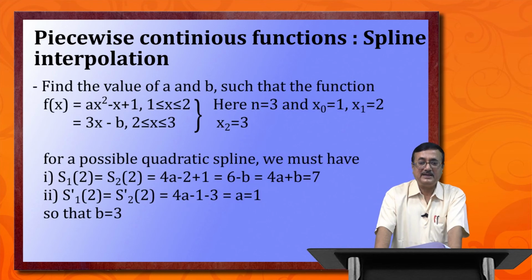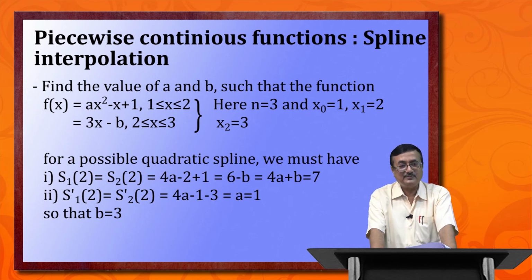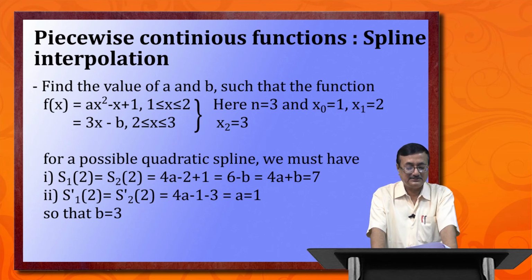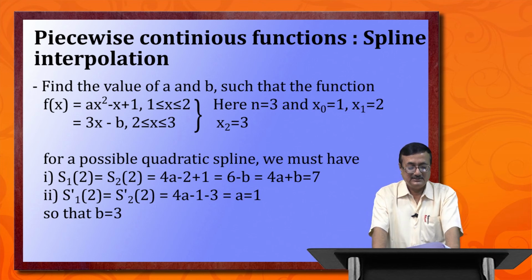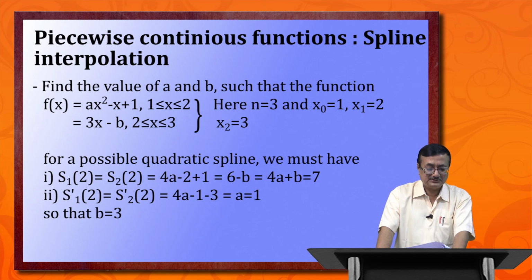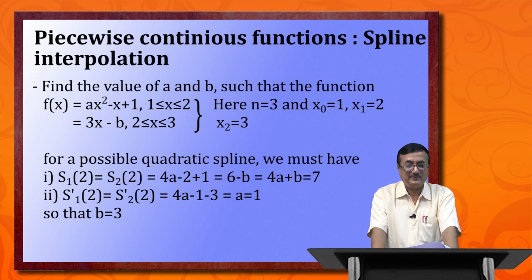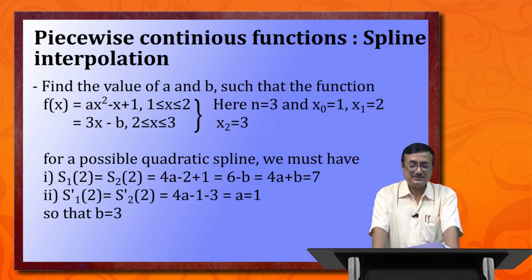Find the value of a and b such that the function f(x) defined as ax square minus x plus 1 in the region 1 to 2 and is equal to 3x minus b in the region 2 to 3. Here n is equal to 3 and the nodal points are x0 is equal to 1, x1 is equal to 2 and x2 is equal to 3. For a possible quadratic spline, please note that in the region 1 to 2, the function ax square minus x plus 1 is a quadratic function, and that is why it is a possible quadratic spline.